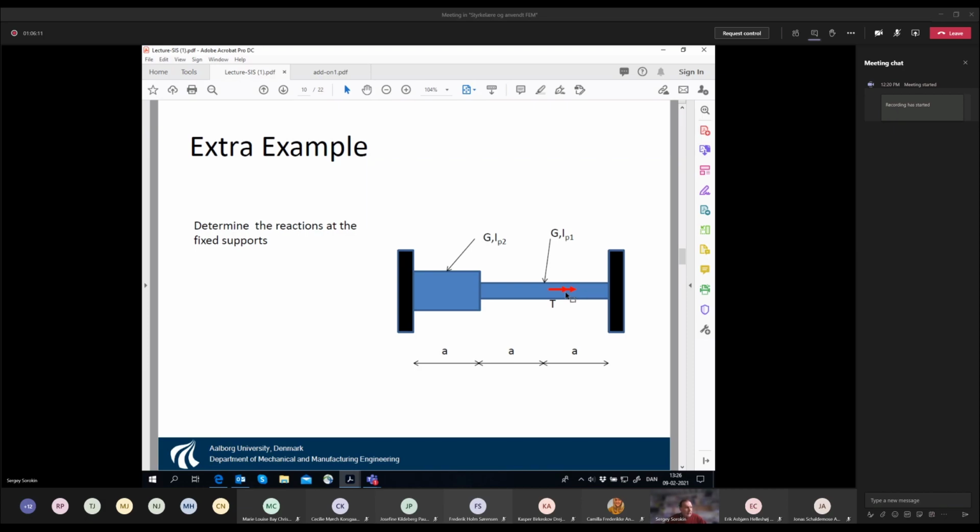What do we do next? Next we say, aha, our shaft is actually welded here and welded here. It means that no matter what the magnitude of this torque is, there is no rotation of this cross-section with respect to this cross-section. So in other words, the rotation angle here must be 0. Make sense?